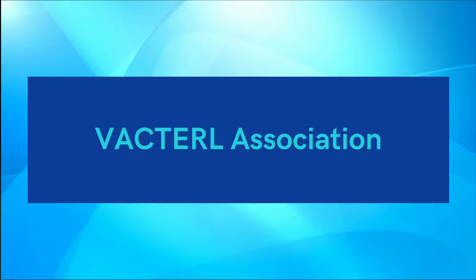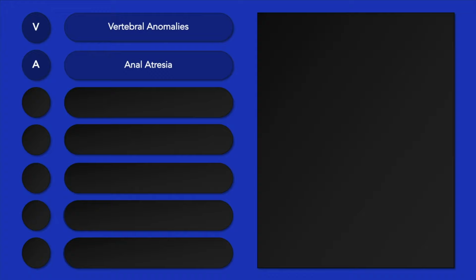VACTERL association is an acronym used to describe a group of anomalies that tend to co-occur. It affects multiple parts of the body and thus is associated with a wide variety of manifestations. V stands for vertebral anomalies, such as fused or misshapen vertebrae. A stands for anal atresia, which may be accompanied by lower genitourinary abnormalities.